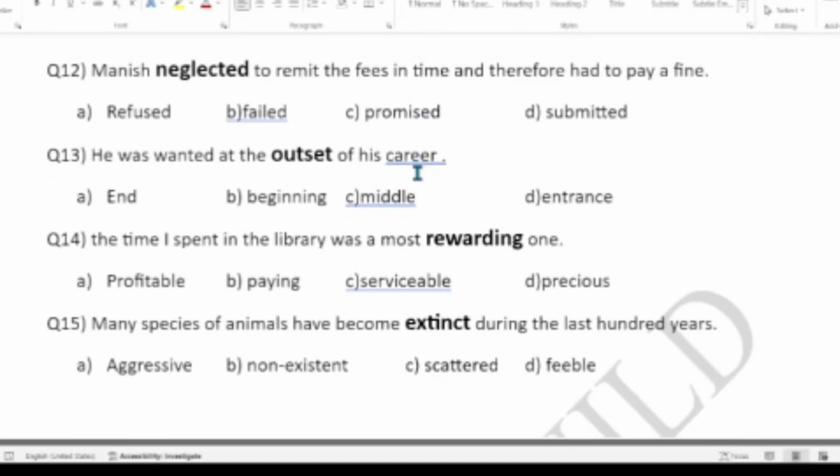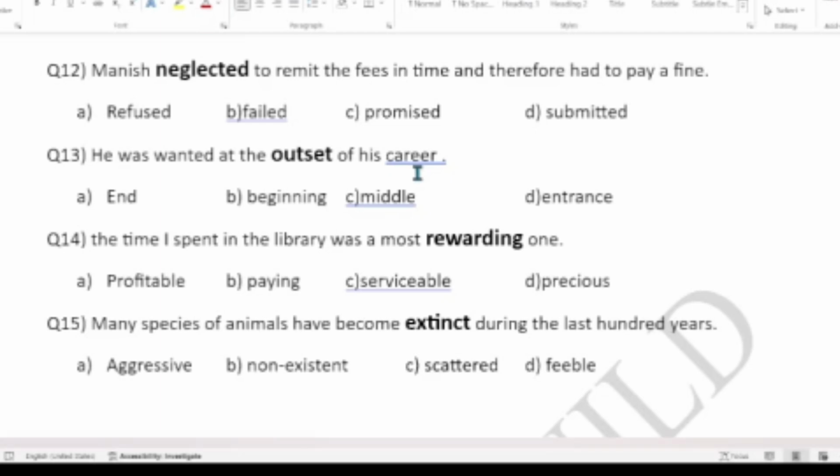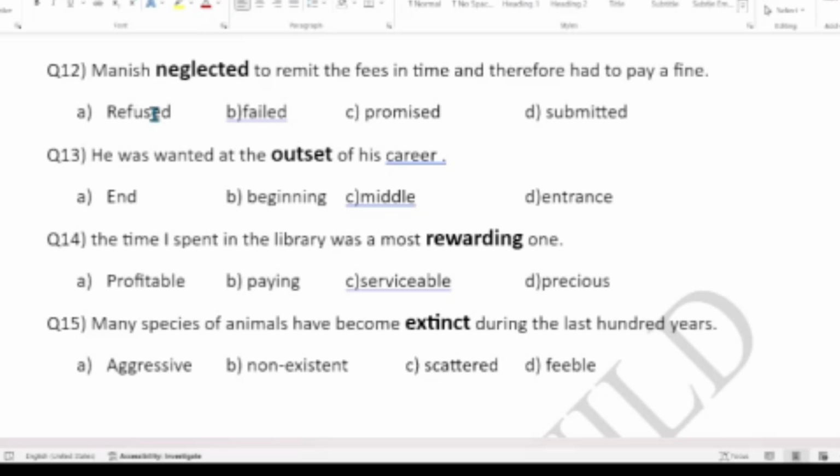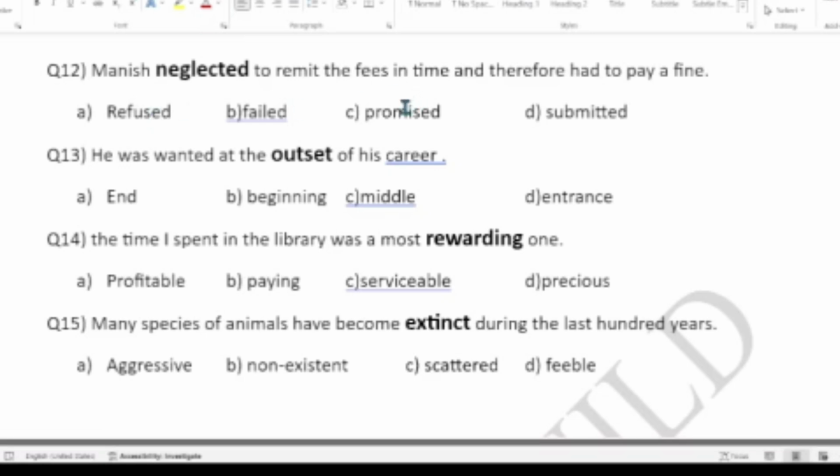Question number 12. Manish neglected to remit the fees in time and therefore had to pay a fine. If I do not know the meaning of neglected, I can guess. If I put refused, like the Hindi phrase mana kar dena, it is not possible: Manish refused to remit the fees in time and therefore had to pay a fine. So this is not suitable. Like this we cannot use promised and submitted. So the correct answer of this question is failed. Manish failed to remit the fees in time and therefore had to pay a fine.